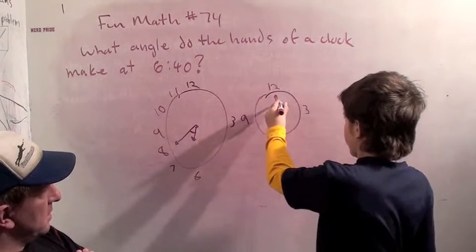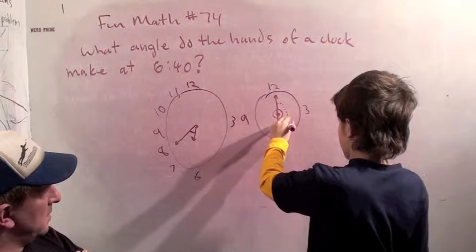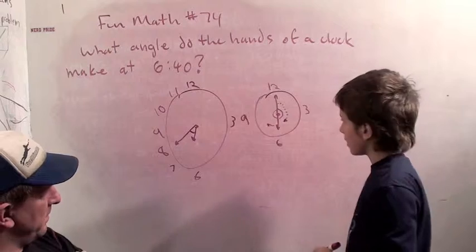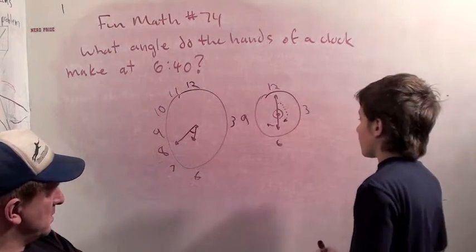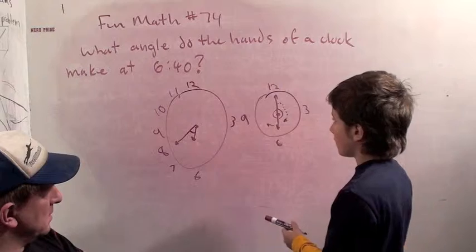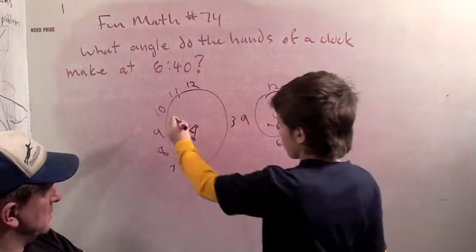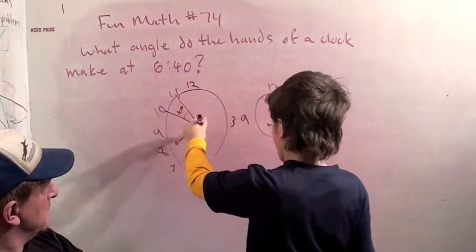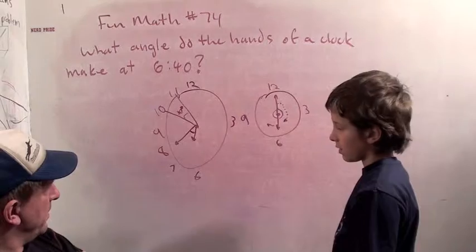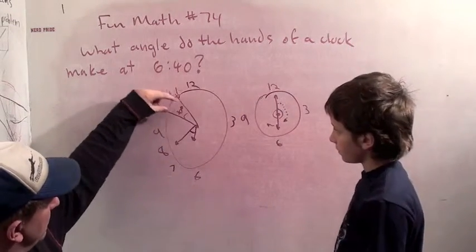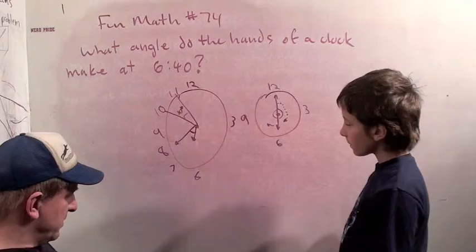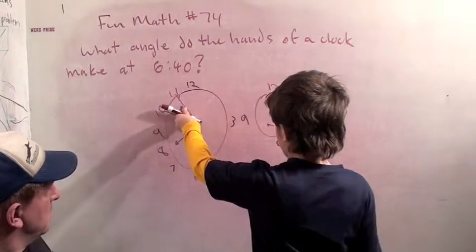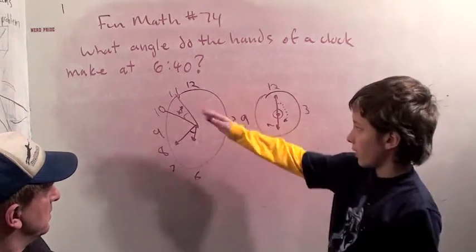Well, as time goes on, the minute hand goes this way, shrinking the angle, and the hour hand goes this way, expanding it. The distance, this distance, is 30 degrees because there are 12 of them in the whole clock. So there are 12 of these 30-degree wedges because there are 12 numbers. The minute hand takes 5 minutes to travel to one of those wedges.